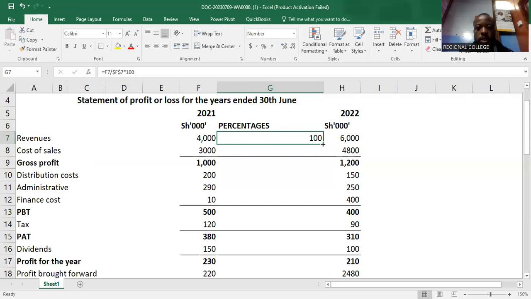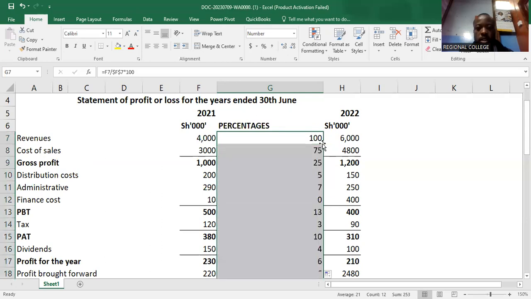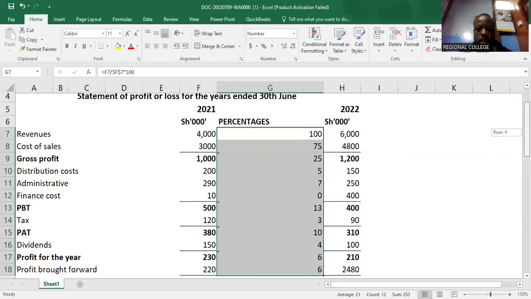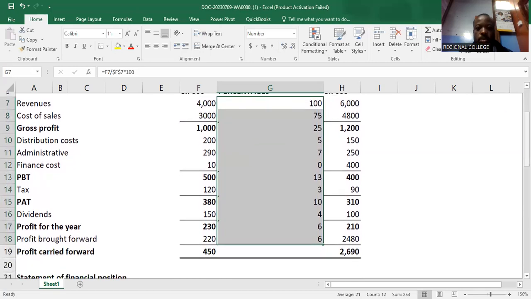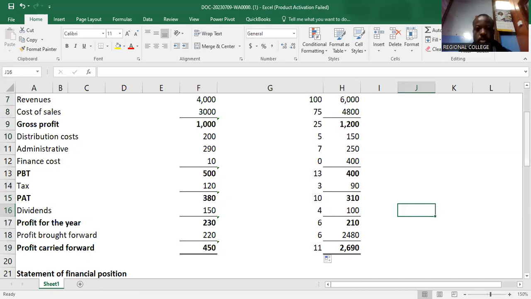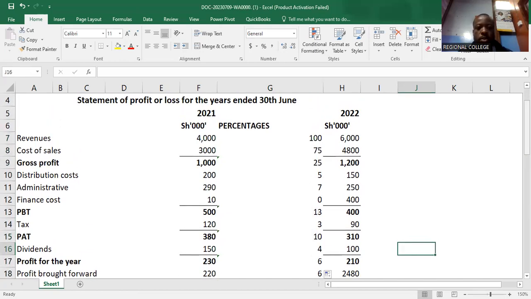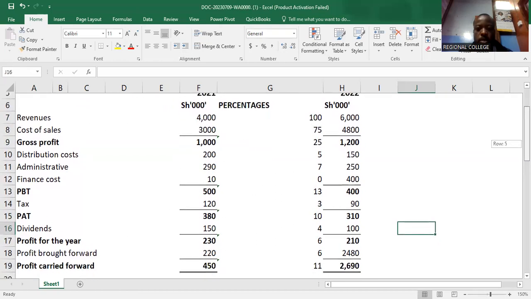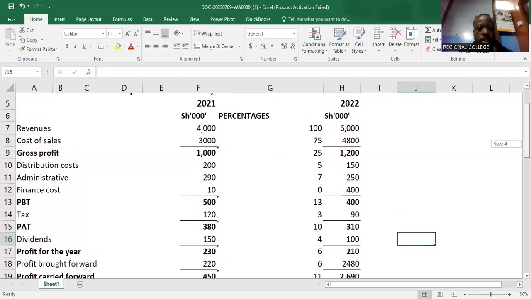And now the rest of these, I can drag them down to copy the formula. So that means in your year 2021, those are the percentages. The cost of sales is taking 75%, gross profit 25%, distribution 5%, admin 7%, the finance cost is coming 0%. So that means you have already analyzed your income statement for 2021.